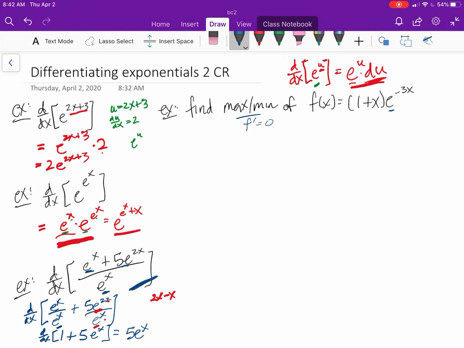Now, this one gets a little ugly as well because, unfortunately, with the derivative we have product rule. So let's start with that. We have f is 1 plus x, f prime is 1, g is e to the negative 3x, g prime, e^u du, right? Derivative of negative 3x is negative 3, e to the negative 3x.